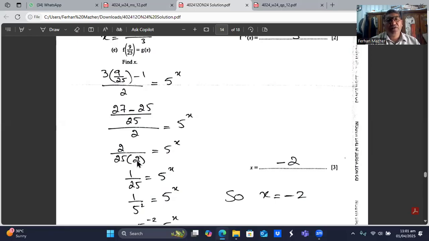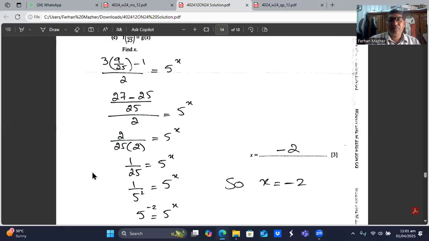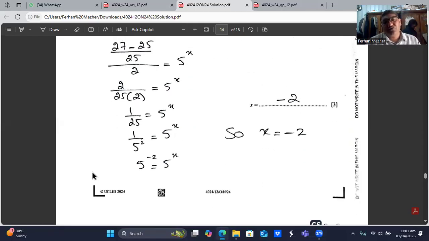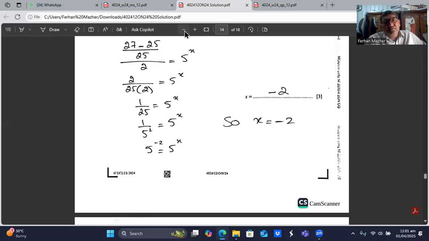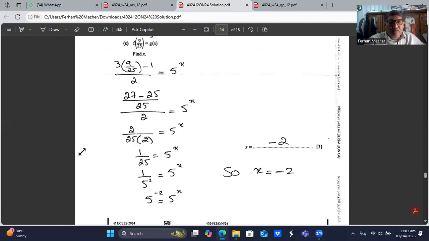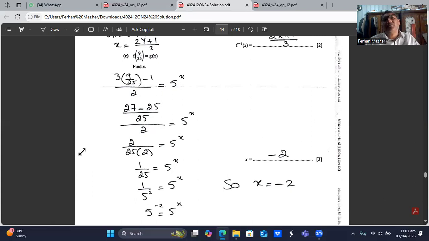So I will write 2 here, so 2 by 25, and in the downstairs, I will also write that 2. This 2 and 2 will be cancelled. So 1 by 25 is equal to 5 raised to power x. 25 is 5 square. So it will become 1 by 5 square is equal to 5 raised to power x. Bring it upstairs. So 5 raised to power minus 2 is equal to 5 raised to power x. So the bases are same, the powers will also be same. So x will be equal to minus 2. This is how this question is done. So the value of x is minus 2.